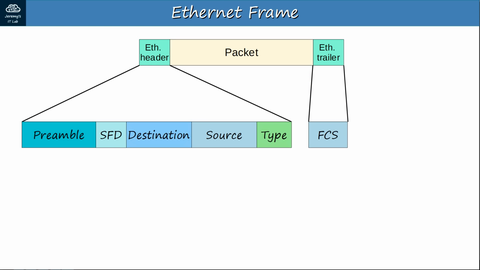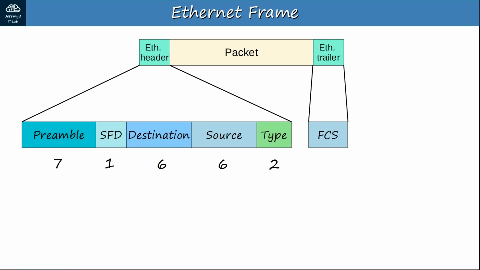Okay, so those are all of the fields in an Ethernet header. Try to remember the lengths of each field. The preamble is 7 bytes long. The start frame delimiter is 1 byte. The destination is 6 bytes, as is the source, as both are MAC addresses. And the type or length field is 2 bytes.